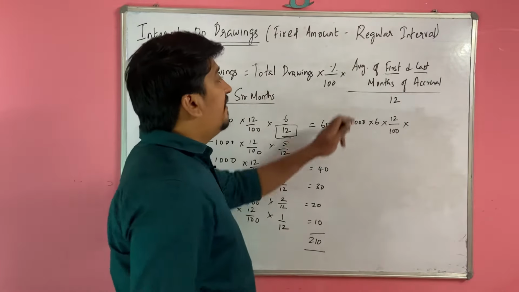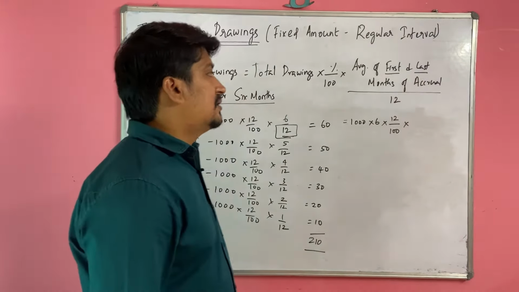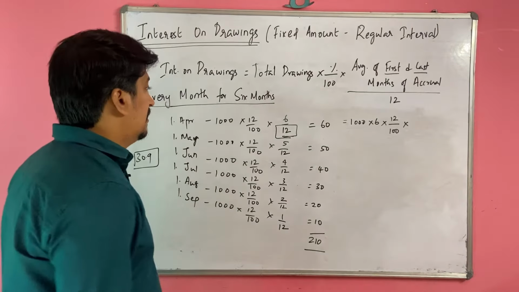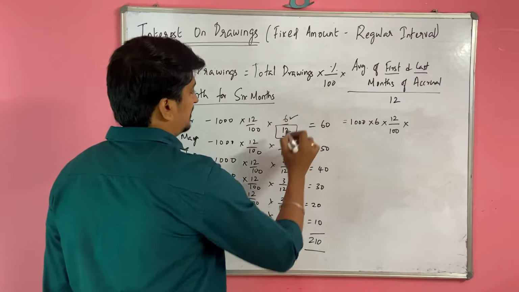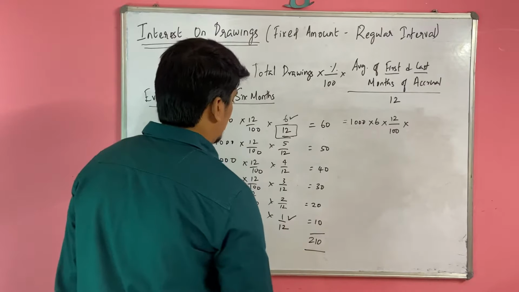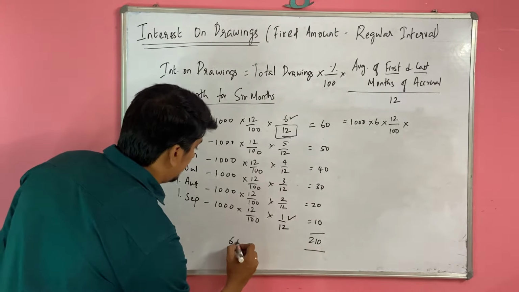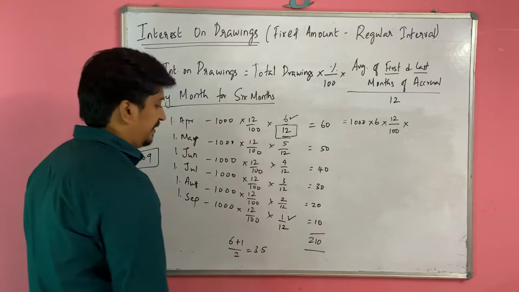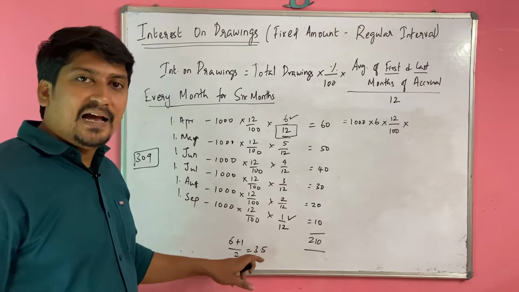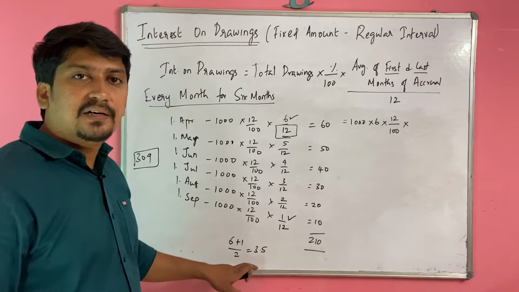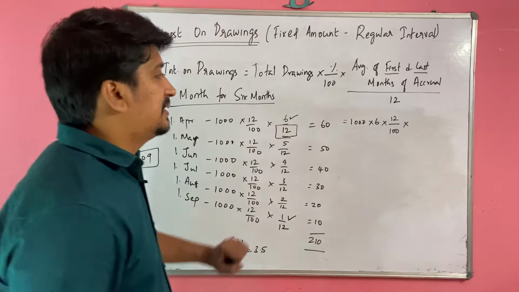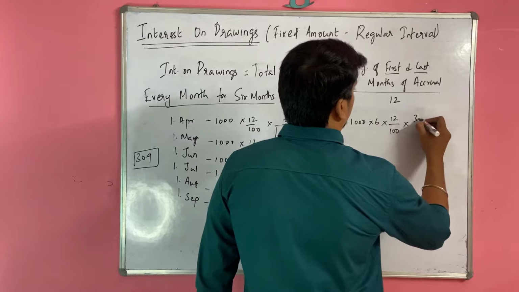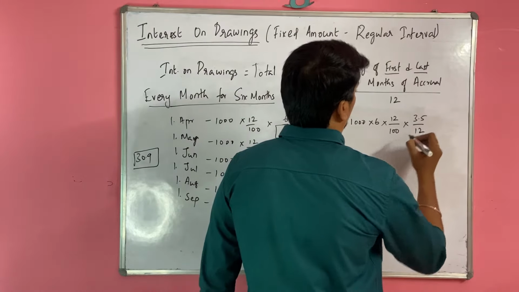And the average of first and last drawings' months accrued is what we want. First drawing is 6 months, last drawing is 1 month. So 6 plus 1 divided by 2, that is 7 by 2, 3.5. Which means that on an average of 3.5 months of interest he has to pay for the entire drawings. So 3.5 by 12.